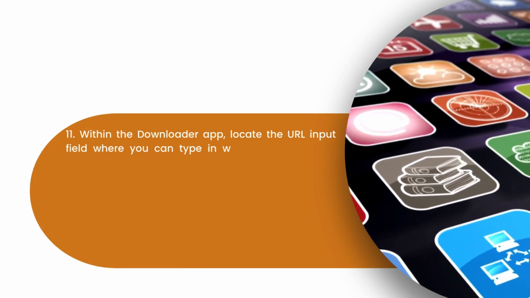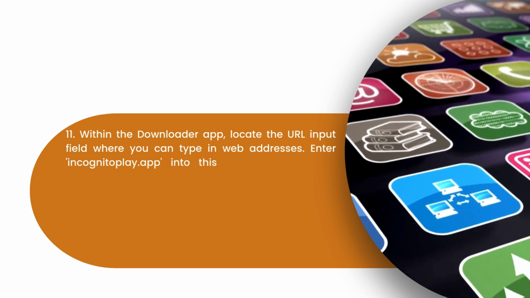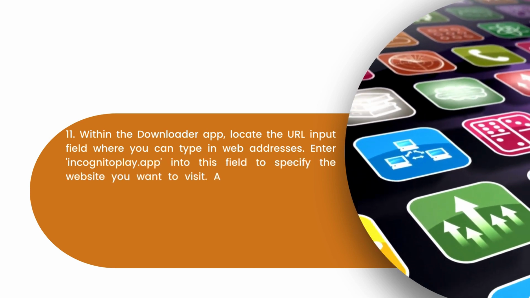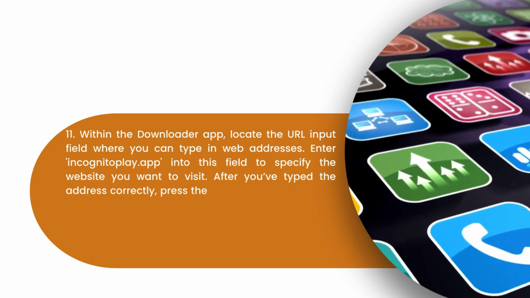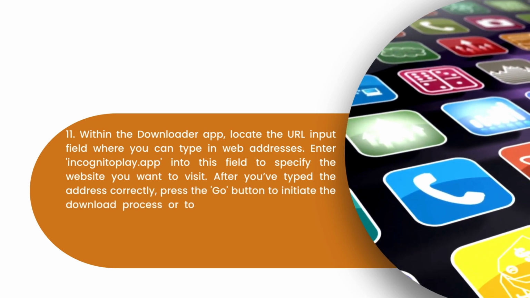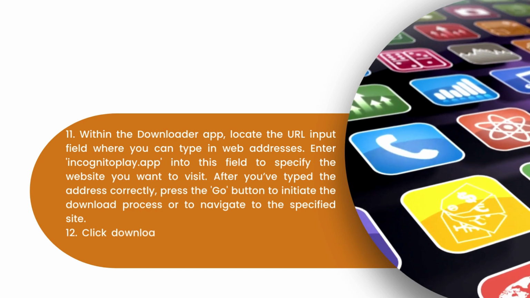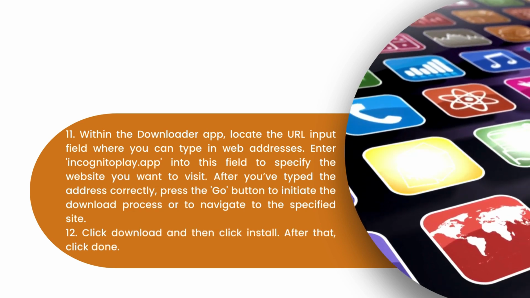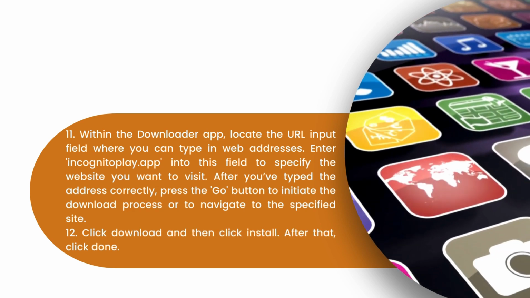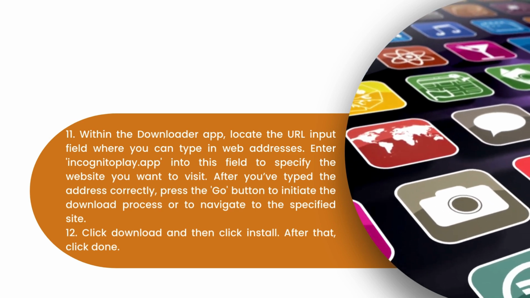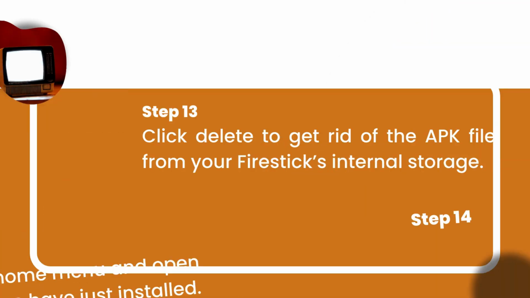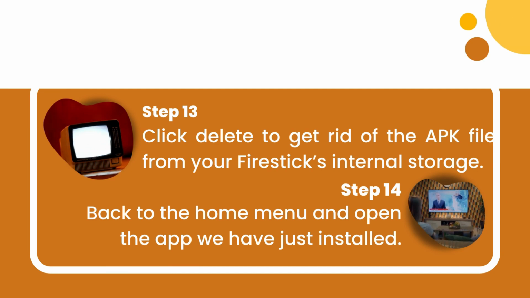Number 11, within the downloader app, locate the URL input field where you can type in web addresses. Enter incognitoplay.app into this field to specify the website you want to visit. After you have typed the address correctly, press the Go button to initiate the download process or to navigate to the specified site. Number 12, click Download and then click Install. After that, click Done. Number 13, click Delete to get rid of the APK file from your Firestick's internal storage. Number 14, back to the home menu and open the app we have just installed.